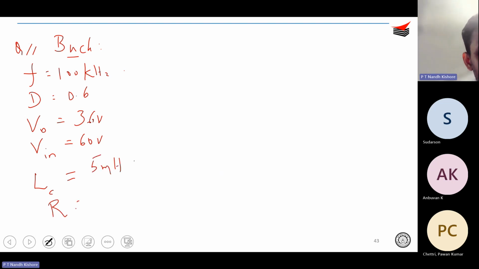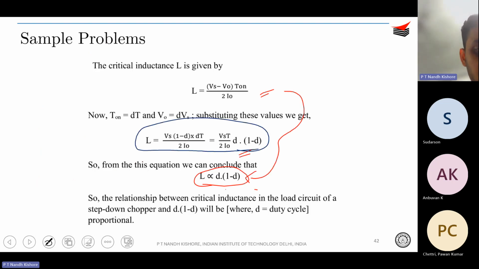Find out the value of the load resistor. They have given you all the values. So F is given, D is given, V naught, V in are given, LC is given, or the critical conduction is given. What is R? So you can either derive it like how we derived it in the previous slide. That is L is Vs minus V naught into V naught into T on by 2 I naught, or L is Vs into T divided by 2 I naught into D into 1 minus D. You can either do this, right?